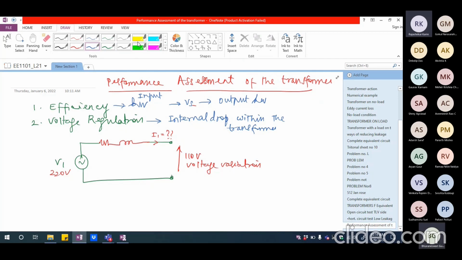Okay, so these two are extremely important performance parameters of the transformer, because we don't want a lot of voltage to be dropped within the transformer. We don't want a lot of power to be consumed by the transformer itself. It should be able to pass it on to the load. The load we represent generally by some resistance or inductance or capacitance or whatever.